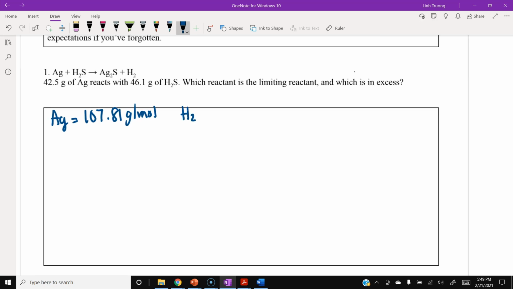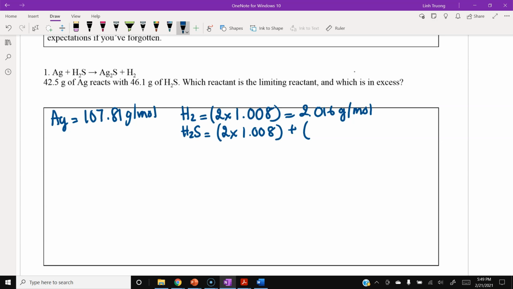And then I know the molar mass of hydrogen is just 2 times 1.008. That gives me 2.016 gram per mole. And then I need to know the molar mass of hydrogen sulfide too. So that is 2 times 1.008 plus the molar mass of sulfur, which is 32.07. You can get these numbers from the periodic table, giving me the final molar mass of 34.09 gram per mole.